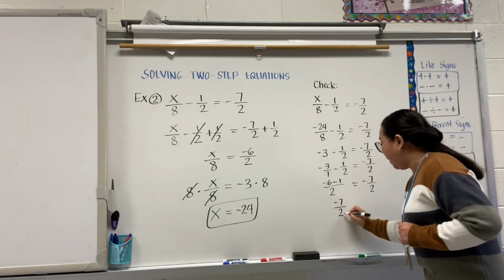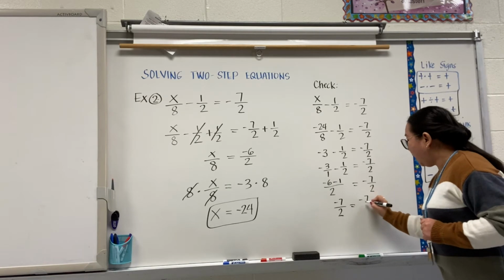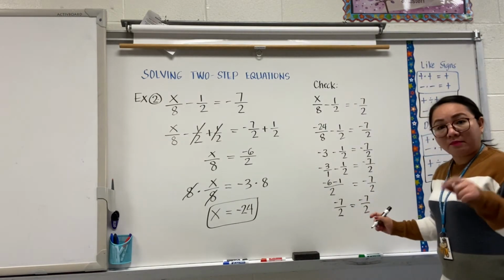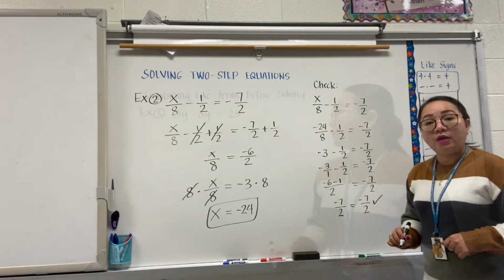Then keep the denominator. The other side is also negative 7 over 2. So we have the same fraction on both sides. That means your answer is correct.